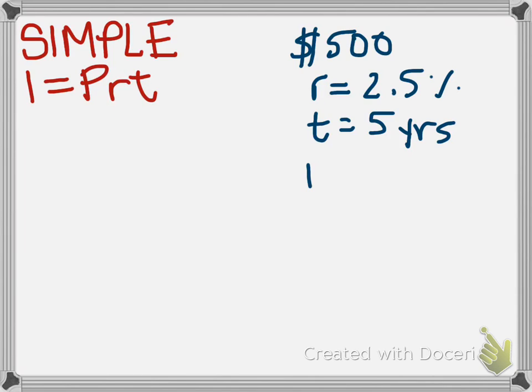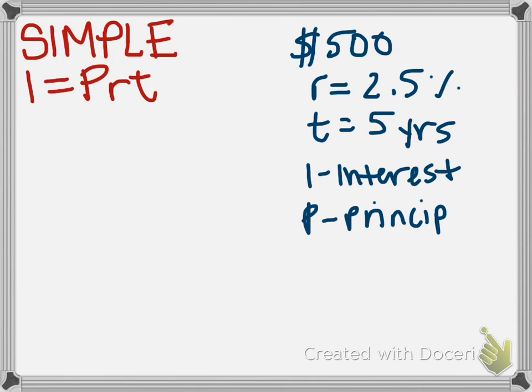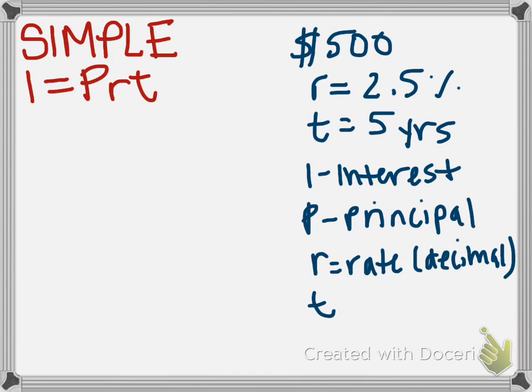I represents interest. So that's the amount of interest I'll be paying back. P represents principal. That's the amount I borrowed. Or in another case, if I'm investing my money and it's getting interest, then that's the amount of money I invested. R stands for the rate. But this has to be in decimal form. So we're going to have to change that percent to decimal. And T stands for time in years.